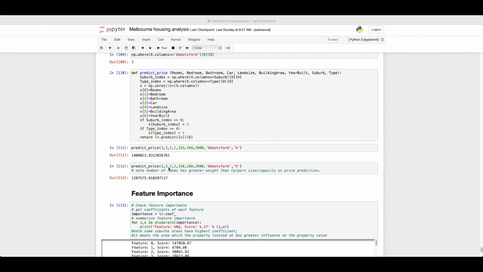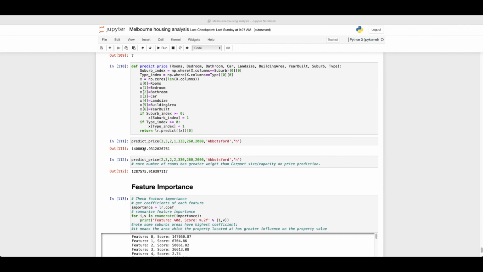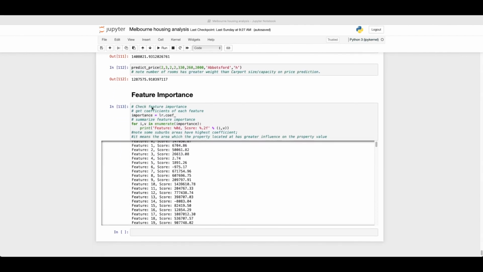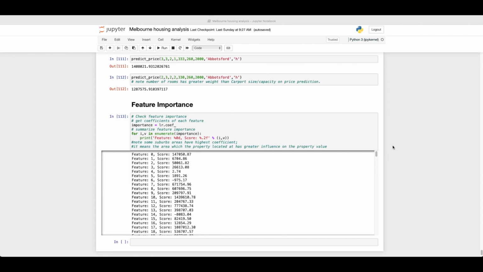And also I tried another set of data here, but notice the number of rooms actually has a greater weight than the car port size. At least on the price predictions, you see I basically decreased the number of rooms and increased the car port size, and the prices went down significantly, which means the number of rooms has a greater weight in this model. And now we are running to the last step, which is basically the model evaluation part.